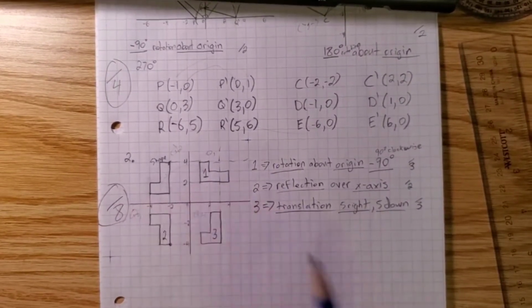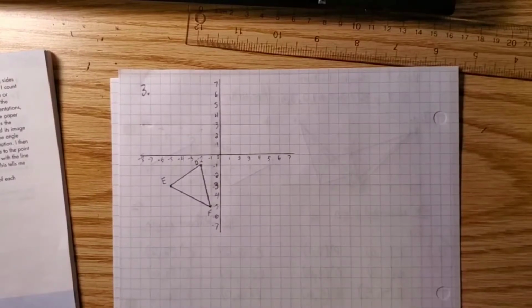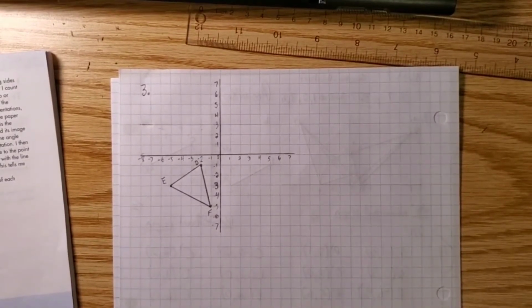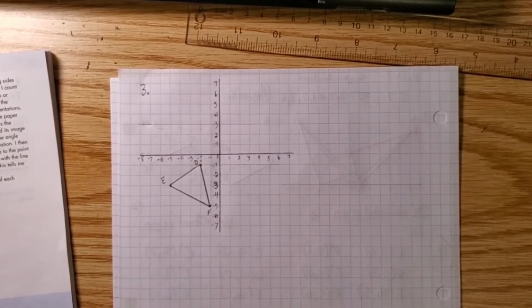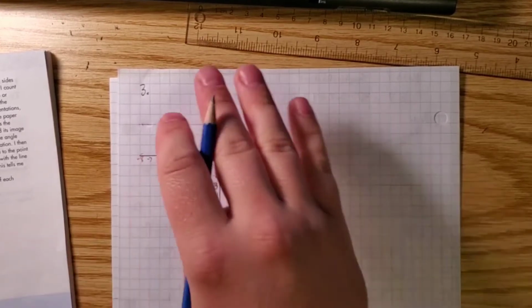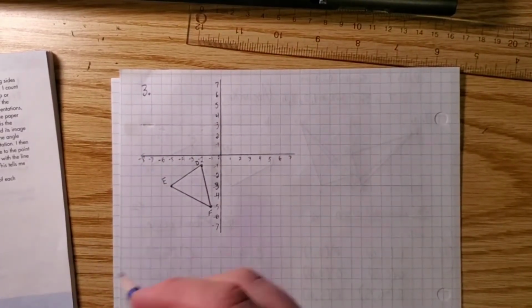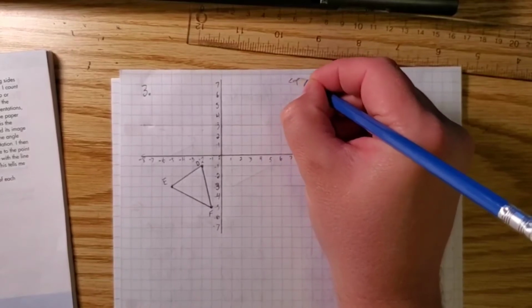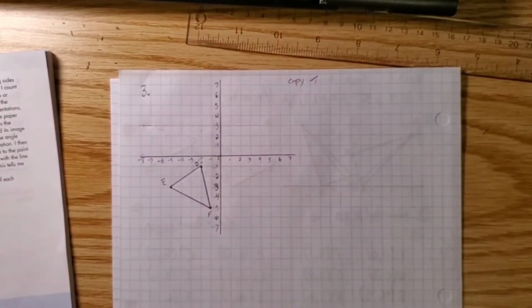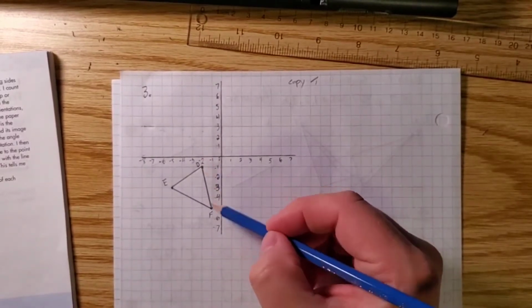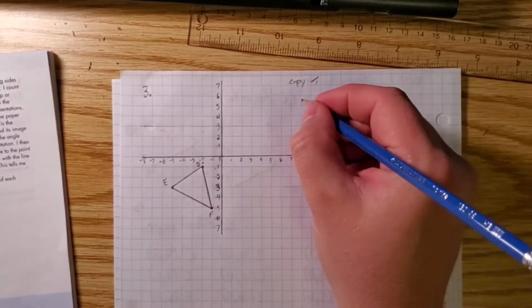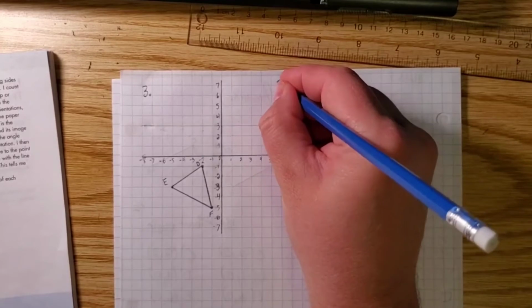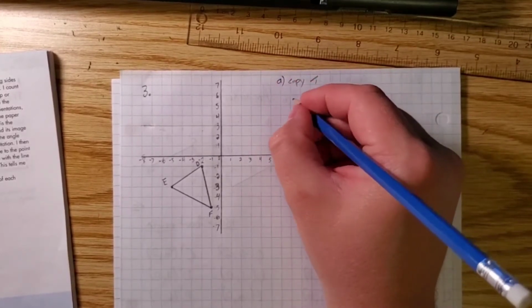Okay. Let's do question 3. All right, question 3 says copy triangle DEF, which is in your book on the right side there. So I've copied it in here. So I'm going to get 1 mark for just copying. Okay. Write the coordinates of each vertex. So vertex, that's these little corners, okay? We're going to write those. So part A here is copy and write this.